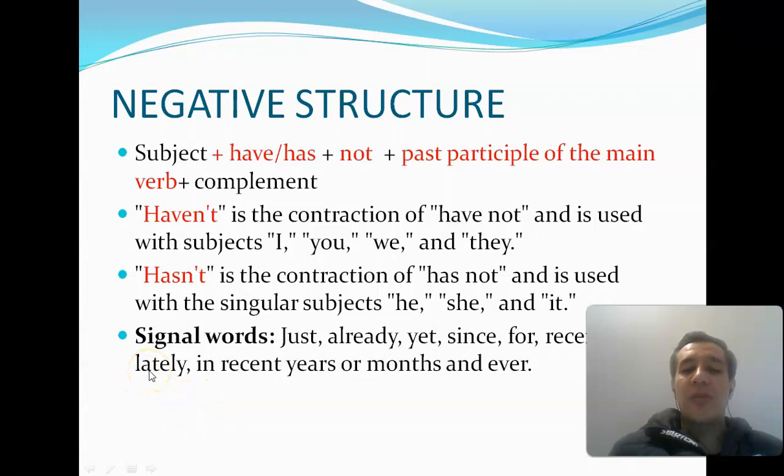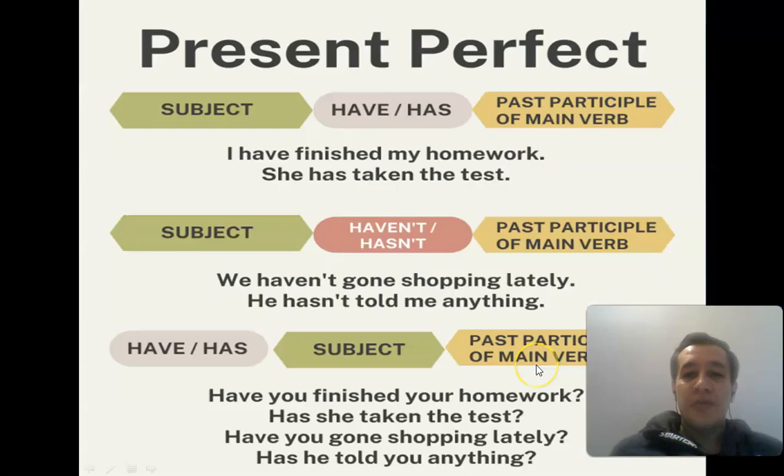Signal words or the most common words that are used with the present perfect. We have just, already, yet, since, for, recently, lately, in recent years or months, and ever.